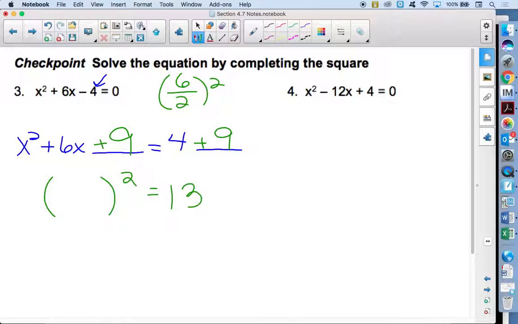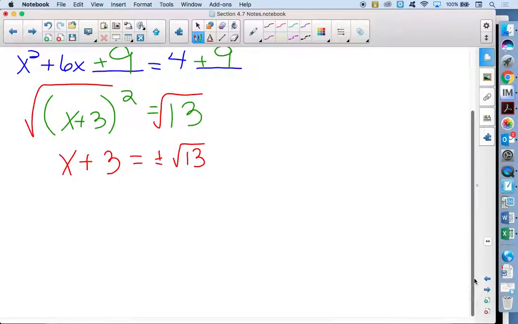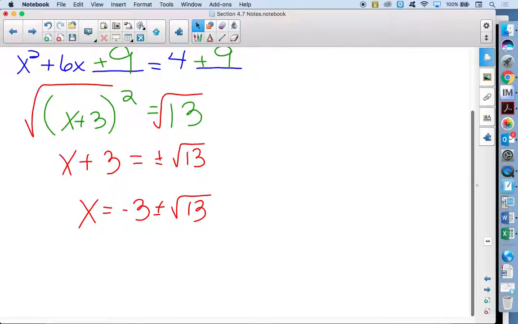When we factor the left side, we end up with x plus 3 squared equals 13. Now we can take the square root of both sides and continue to solve to get x by itself. So we get a plus or minus square root of 13 because 13 doesn't have a perfect square, and then subtract the 3 to the other side. Anyone have questions?